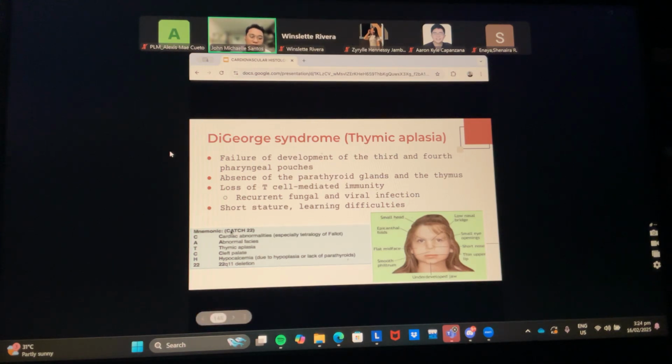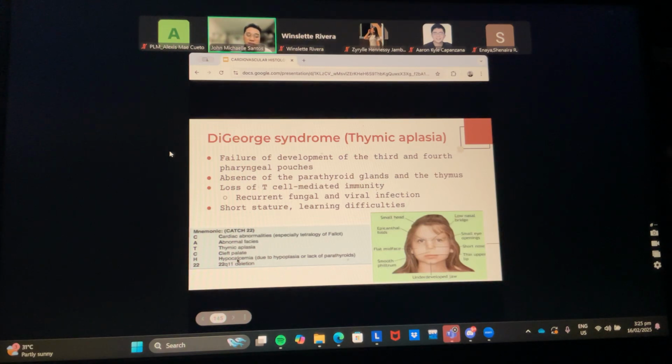And then we also have the catch-22 na mnemonic. Ano yung catch-22? These are, kapag meron kasing DiGeorge syndrome ang isang tao, if you investigate further, makikita mo meron din siyang other diseases aside from thymic aplasia, like cardiac abnormalities, especially tetralogy of Fallot. You can have abnormal facies, like ito, nakikita mo sa kanya. You can have cleft palate, or bingot. And then hypocalcemia due to hypoplasia and lack of parathyroids.